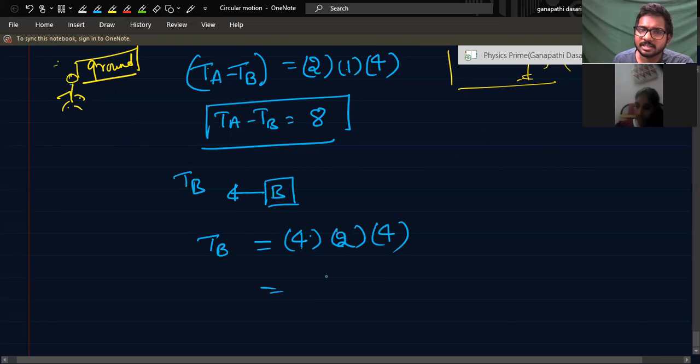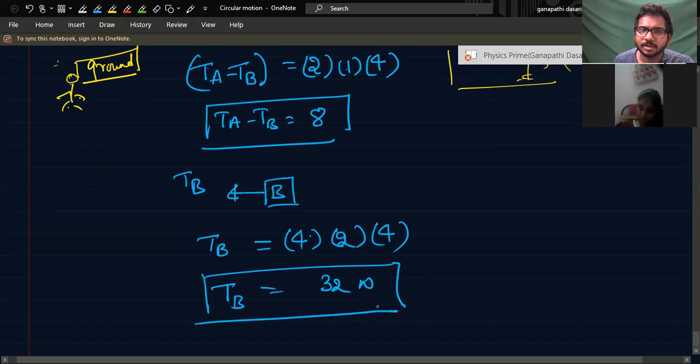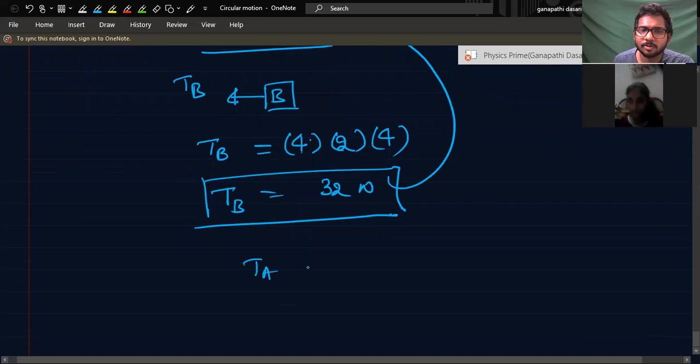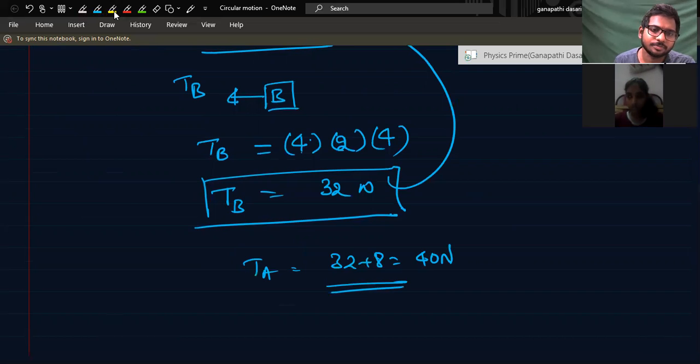So 4 into 4 is 16, 16 into 2 is 32. Tb should be equal to 32 newtons. Okay. So substituting Tb in the first equation, we get Ta is equal to 32 plus 8, that is 40 newtons.